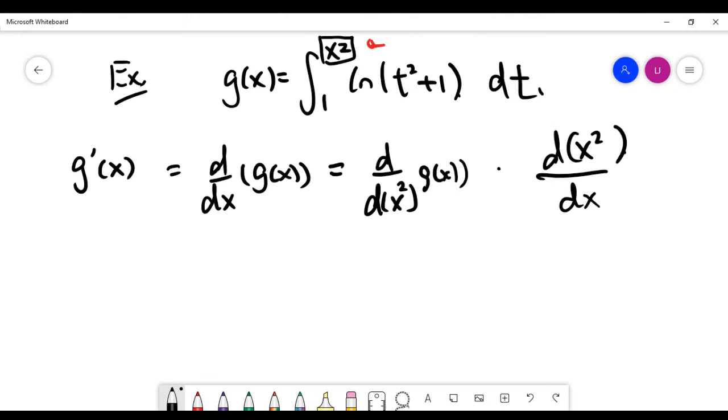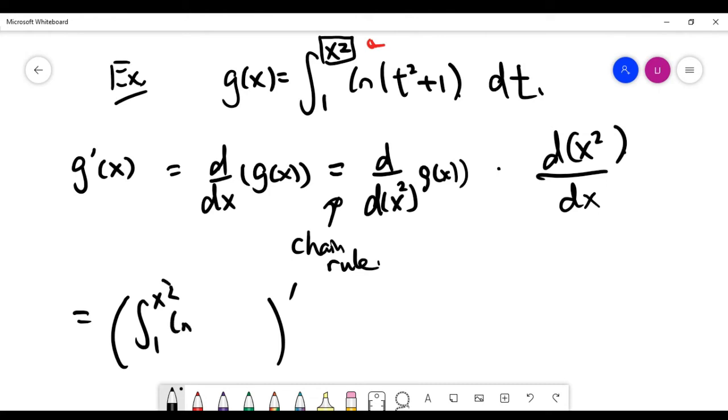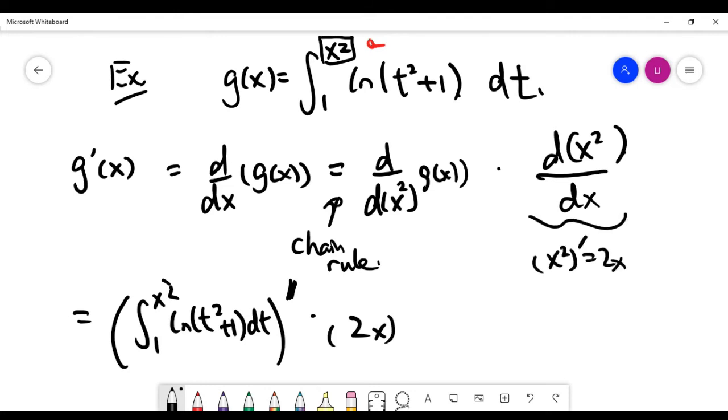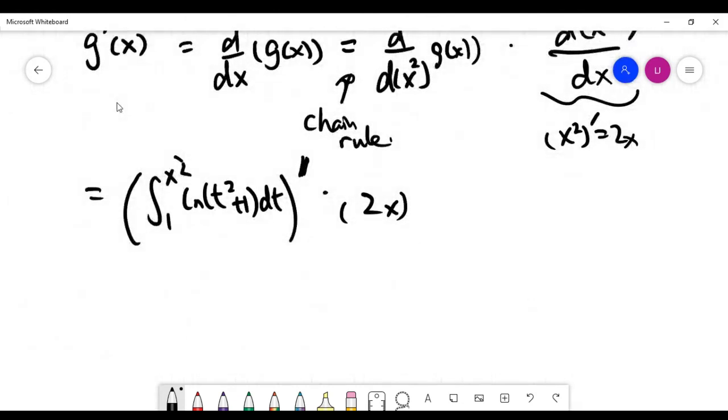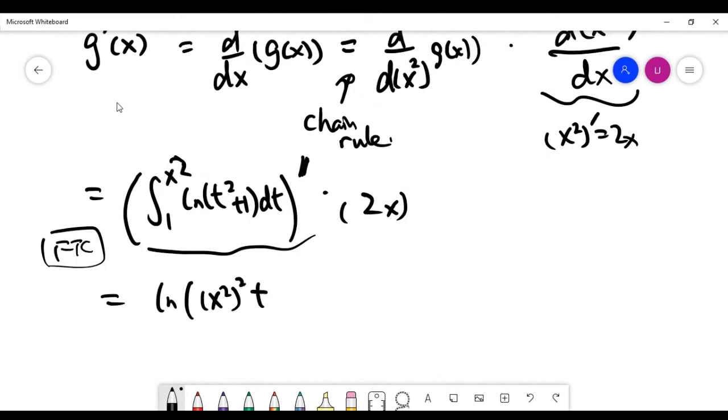So this one is a chain rule application. We've seen it quite many times in the topic of chain rule. So now you have a very big function of x squared here, and you have to take the derivative with respect to x squared. The second term is clear, which is 2x, the derivative of x squared. The first term is also quite clear now, because we can apply the fundamental theorem of calculus here, which means we can just replace t by x squared. So that's basically the answer.